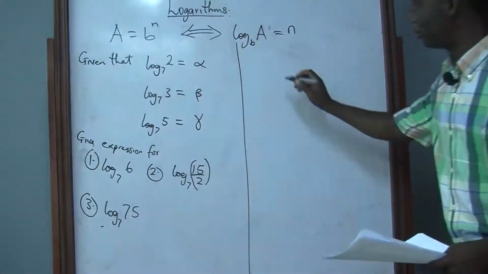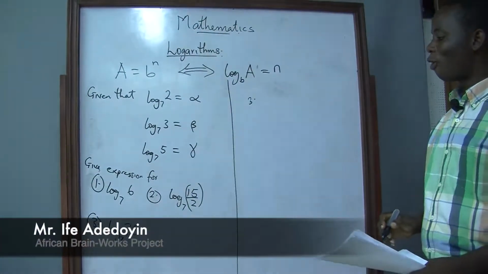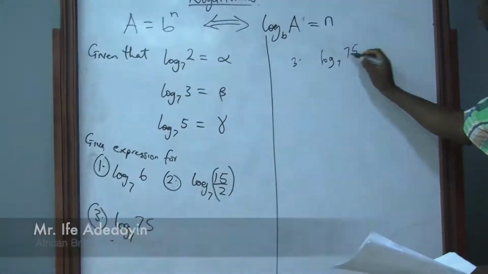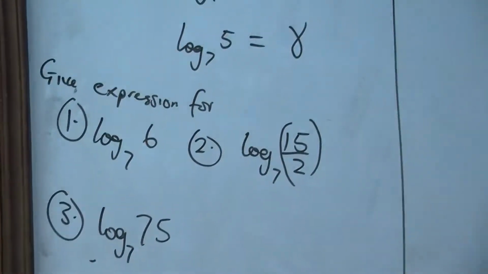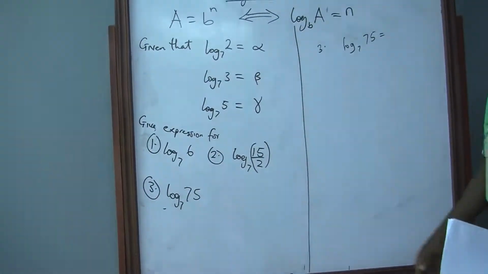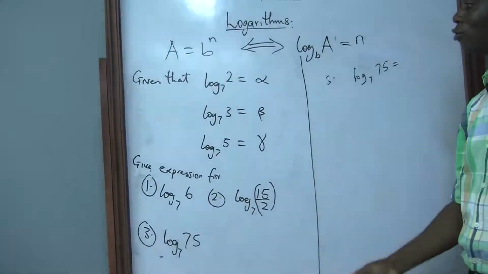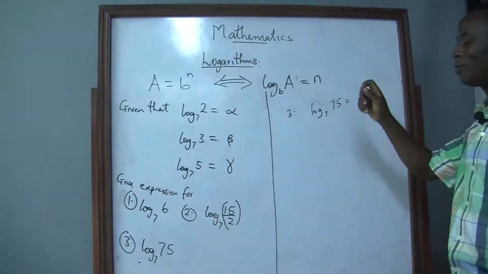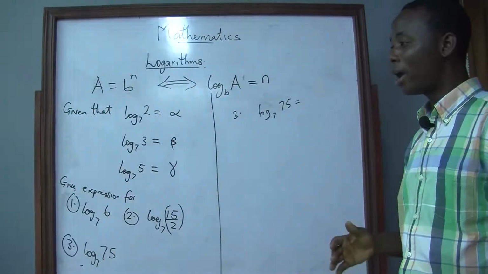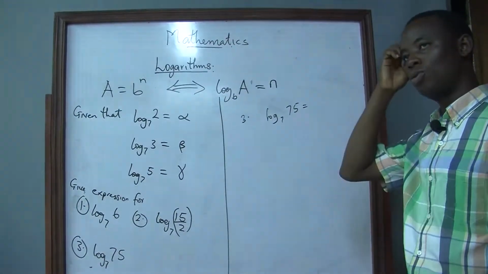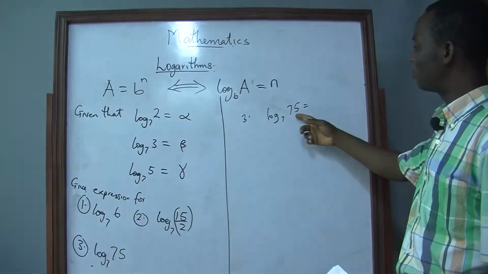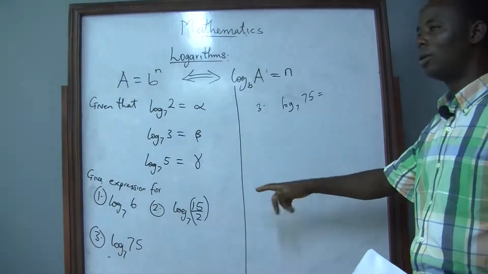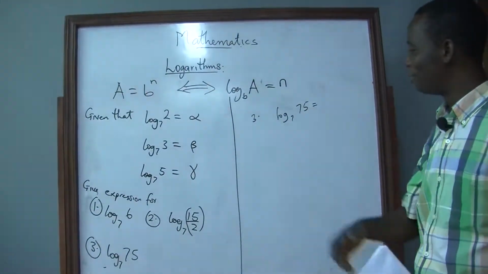Now to the third one, number 3. We have log 75 in base 7. Looking carefully, we do not have anything 75 yet. But then we need to think of how we're going to express them in order to get 75. That is where our work lies as students. We need to be able to think out of the box. How do we get 75 from 2, 3, and 5? How? Okay, anybody? Okay, beautiful.